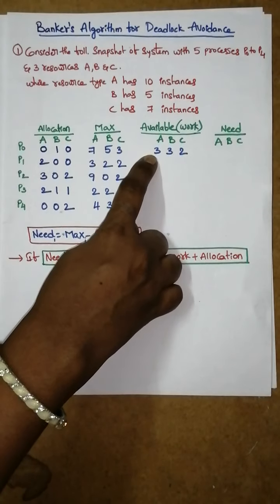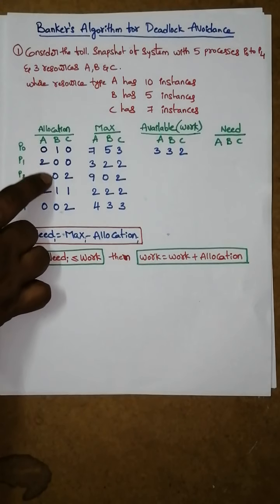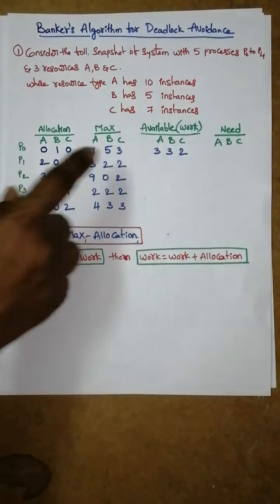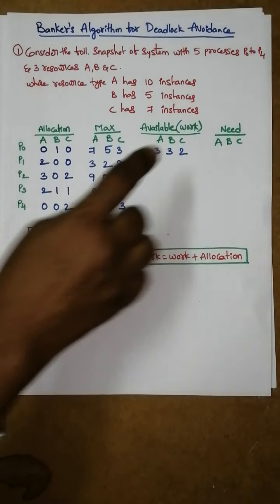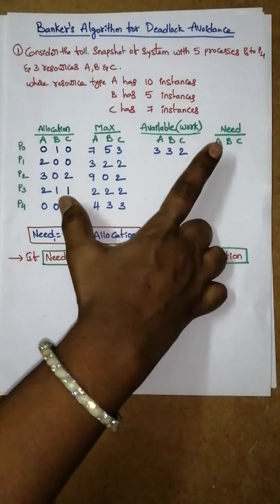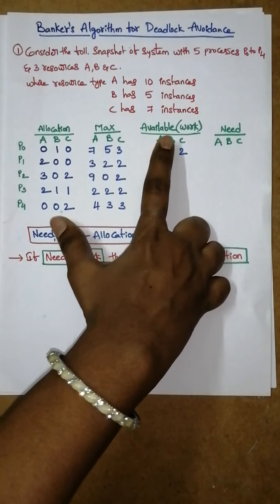So remaining are 3. Similarly, B has 5. Out of 5, I have allocated only 2, so remaining is 3. And C has 7. Out of 7, I have allocated 5 and remaining are 2. So this is called available. So we have seen what is maximum, what is allocation, what is need, and what is available.